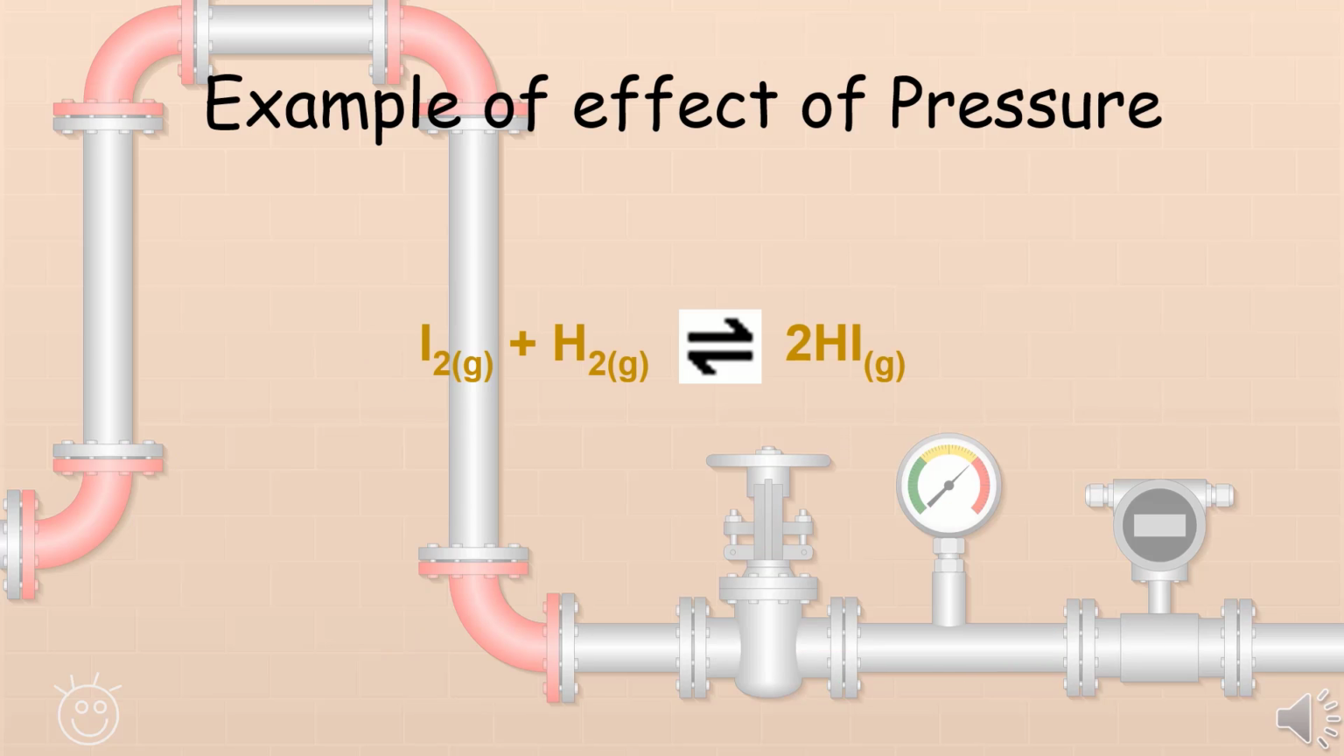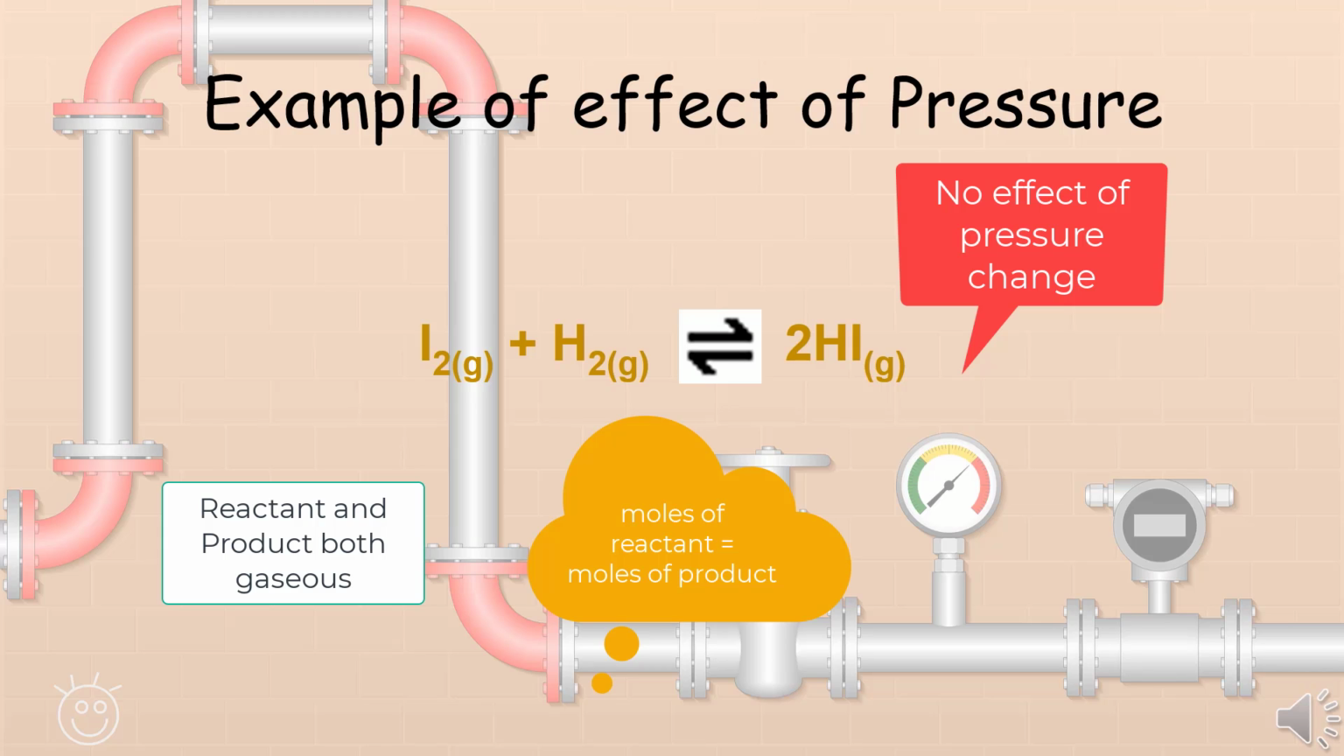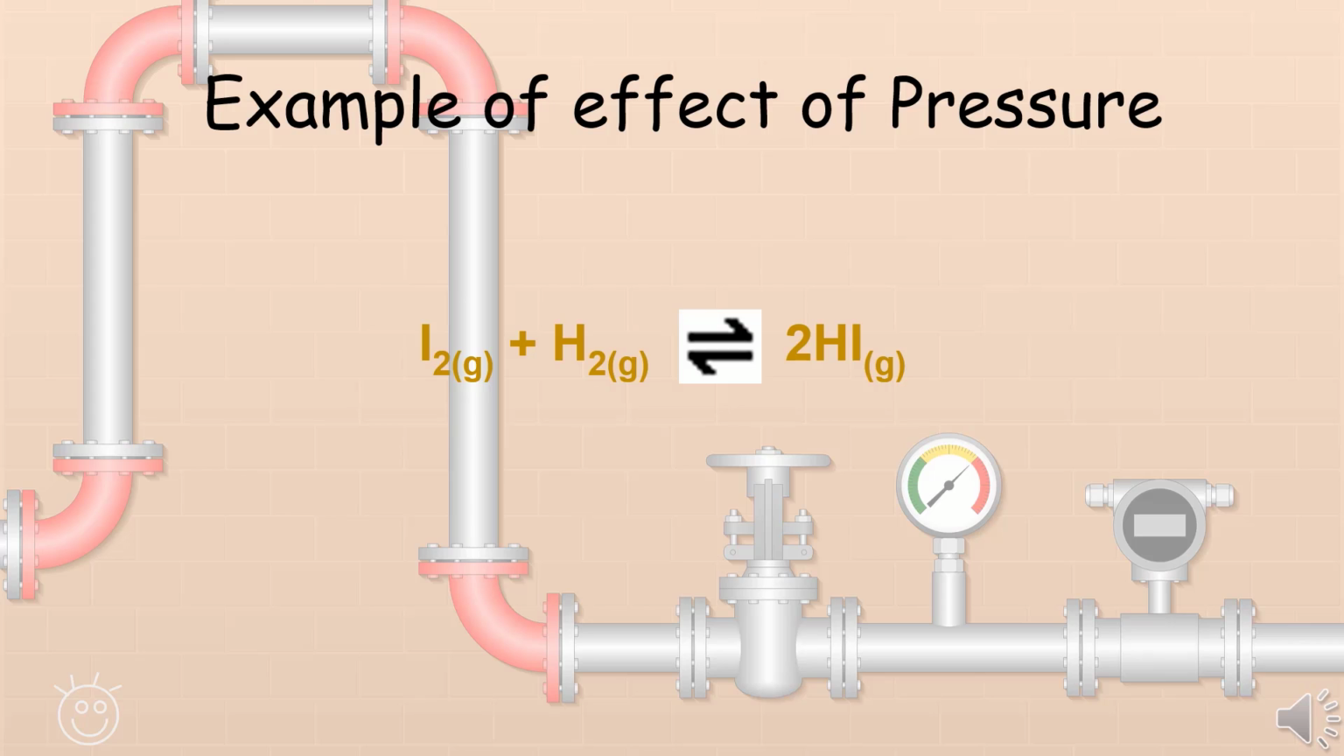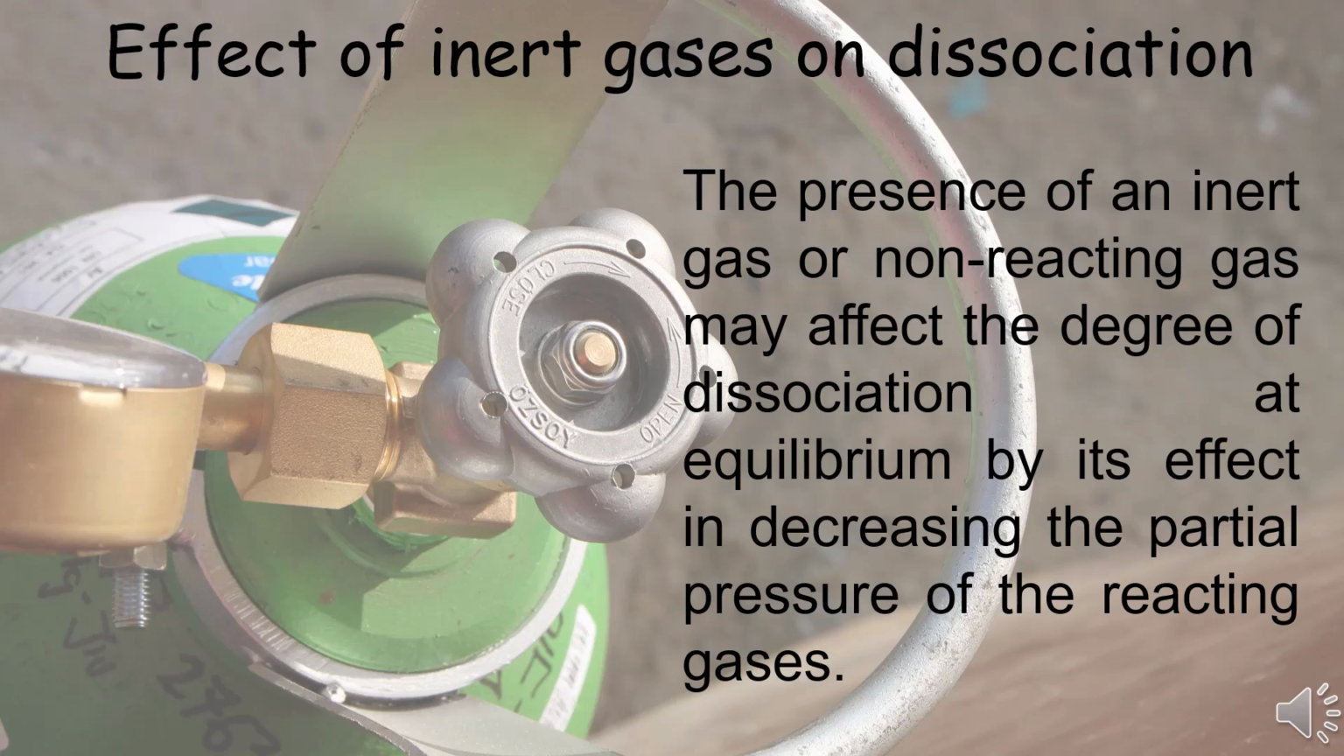Here's another example. For a gas phase reaction in which the number of moles of gas on both sides of the equation are equal, the system will be unaffected by changes in pressure. Thus, Le Chatelier's principle can be used to encourage the formation of a desired product in any chemical reaction which is present in its equilibrium. The presence of an inert gas or non-reacting gas may affect the degree of dissociation at equilibrium by its effect in decreasing the partial pressure of the reacting gases.